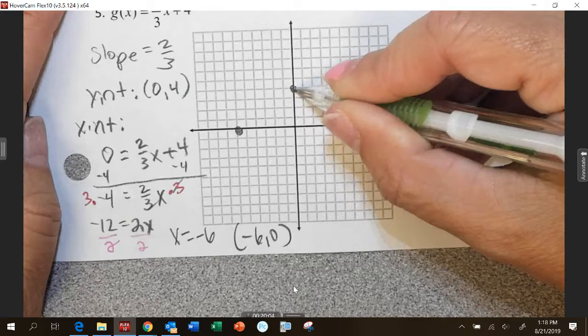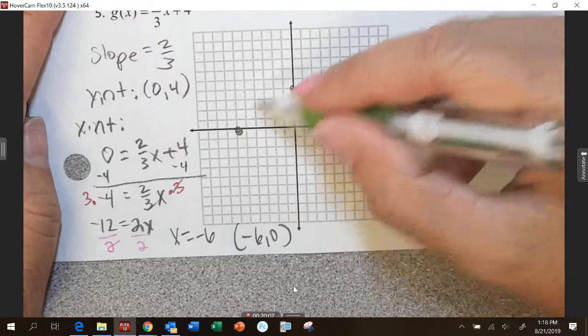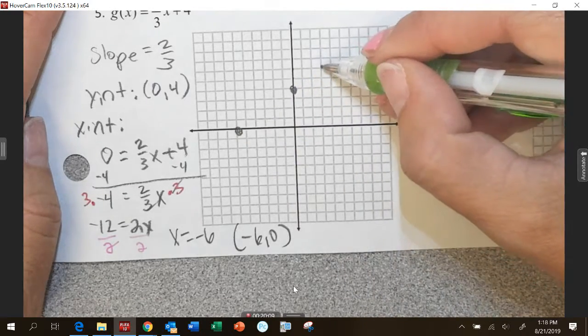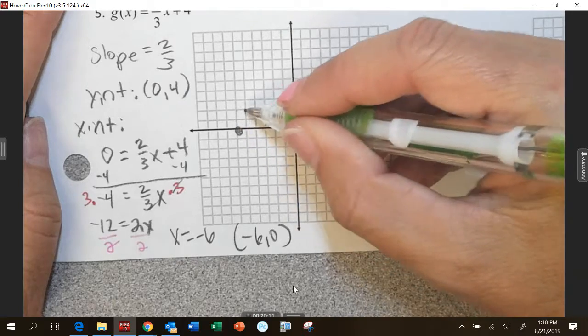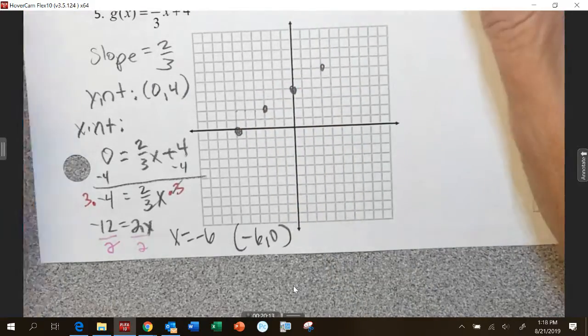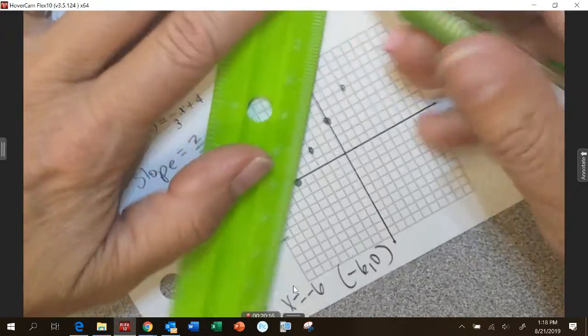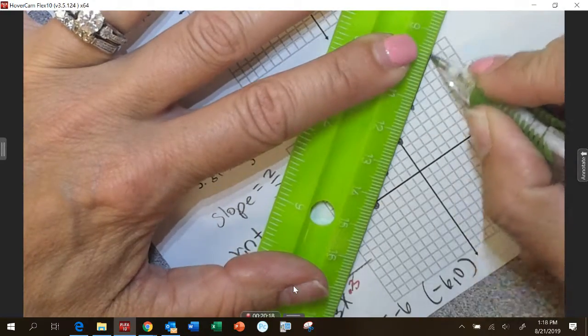So I'm going to graph my x and my y-intercept, and I'm also going to use my slope up 2/3 just to make sure that this is correct and it looks right to me. And straight edge connect it.